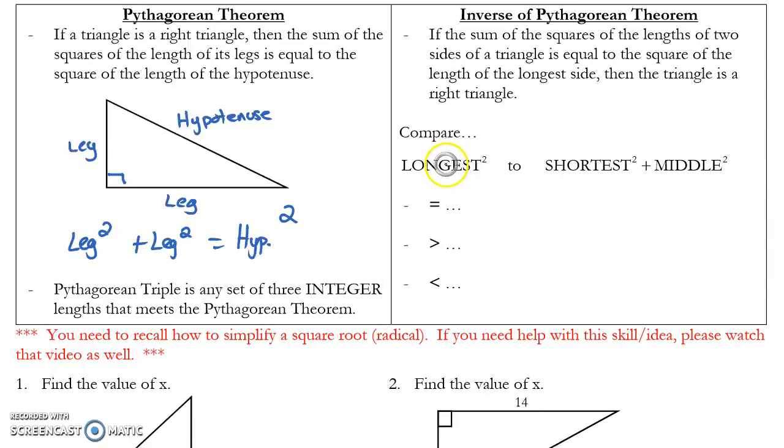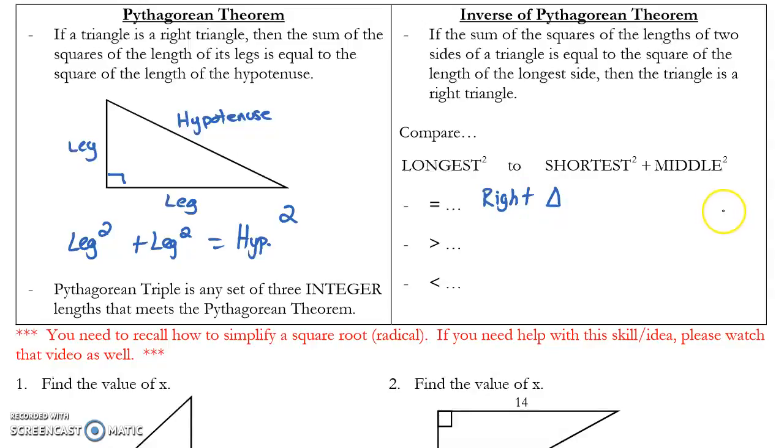So when I have a list of side lengths, I'm going to pick the longest side length, square it, then take my other two side lengths that are shortest and middle, or the two shorter side lengths, square them and add them together. If the value here is equal, if the longest side squared is equal to the sum of these two sides squared, that guarantees that I have a right triangle. That is the definition of the Pythagorean theorem.